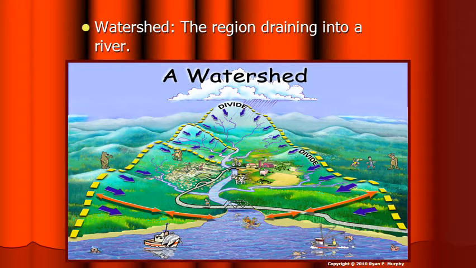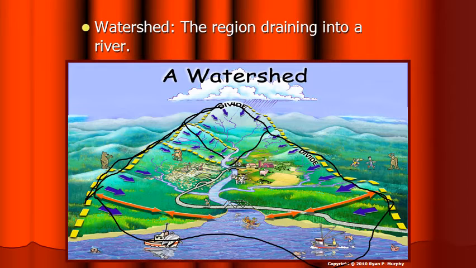So you can see that all of the water that lands in this area, within this little boundary here, anything that's within this boundary, because of the shape of the land and the hills and the mountains and all that kind of stuff, all of that water is all going to feed into this area. So all of this area in here, within this circle here, we would call a watershed.